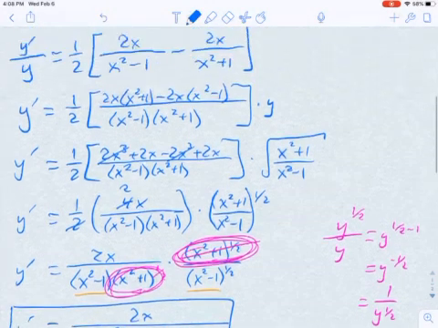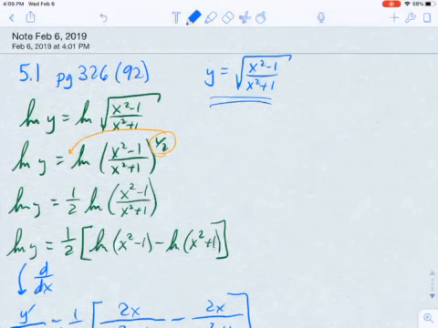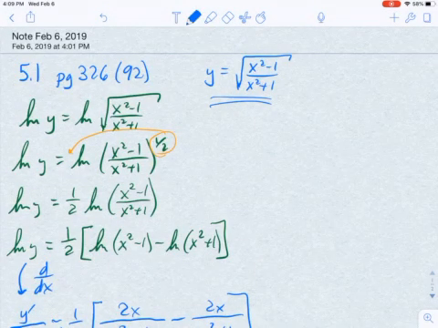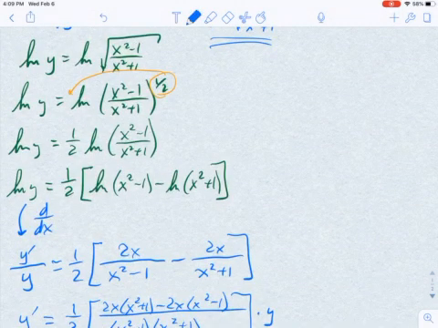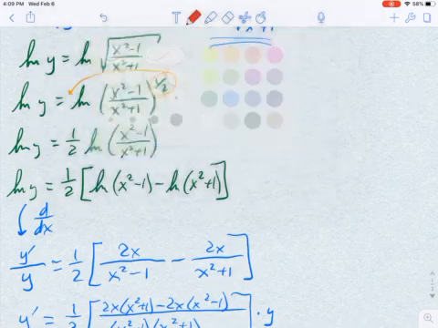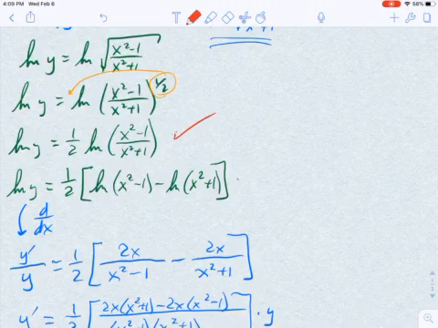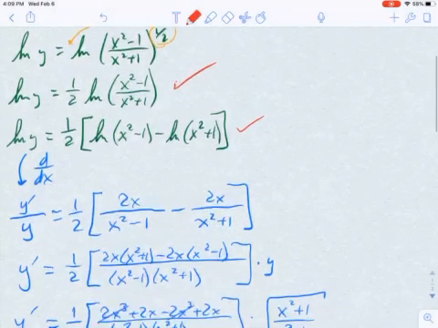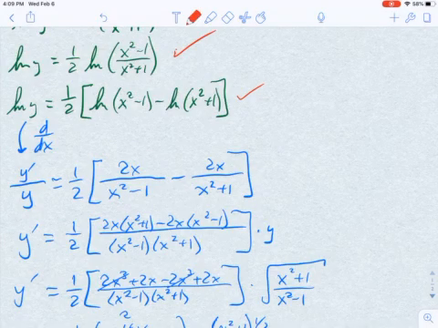But just a quick summary of what we did. They said use logarithmic differentiation, which says we natural log both sides. We made the square root a 1/2 power. We used the power of the log here to bring that 1/2 out front, and here to separate this into 2 parts.